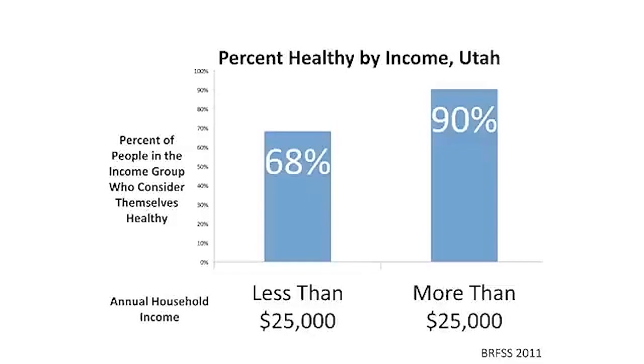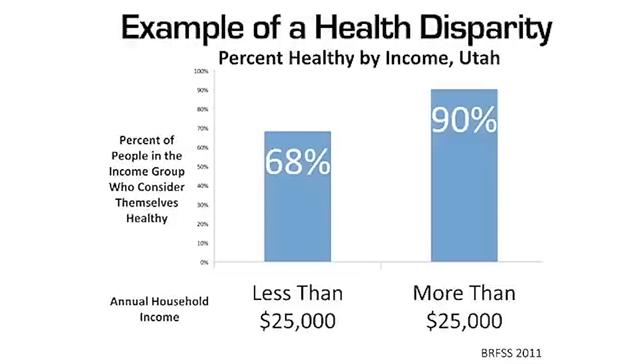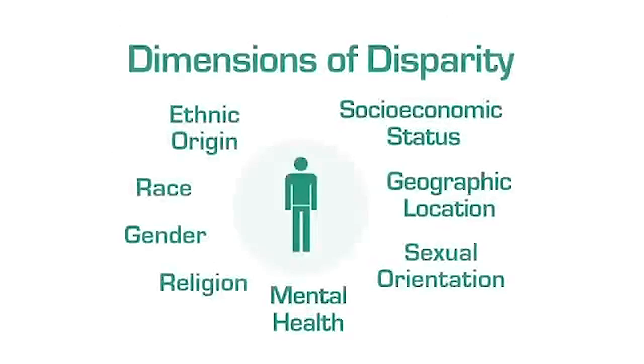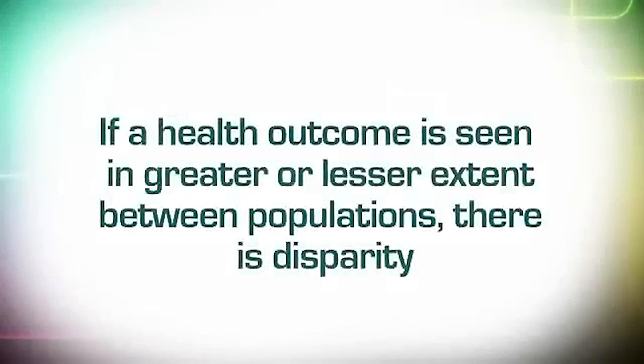A population experiences health disparity if there is a significant difference in the overall rate of disease incidence, prevalence, morbidity, mortality, or survival rates in the population as compared to the health status of the general population. Although the term disparities is often interpreted to mean racial or ethnic disparities, many dimensions of disparity exist, particularly in health. If a health outcome is seen in a greater or lesser extent between populations, there is disparity.